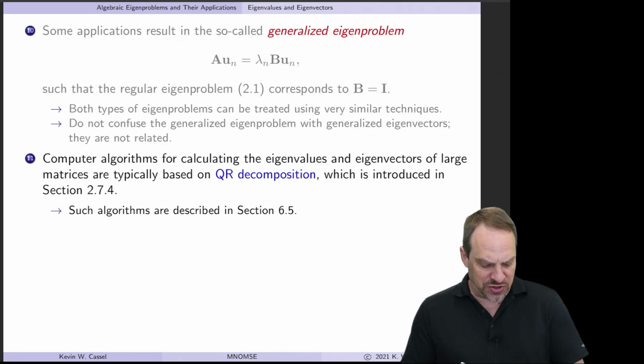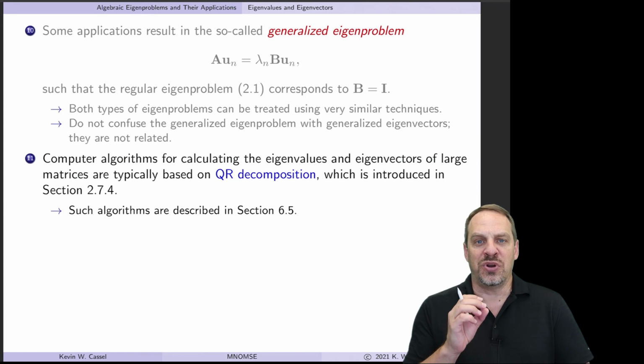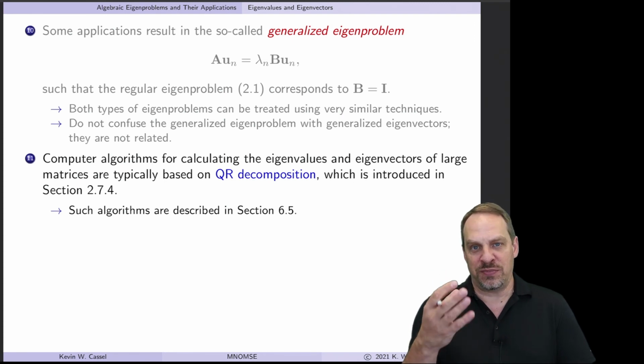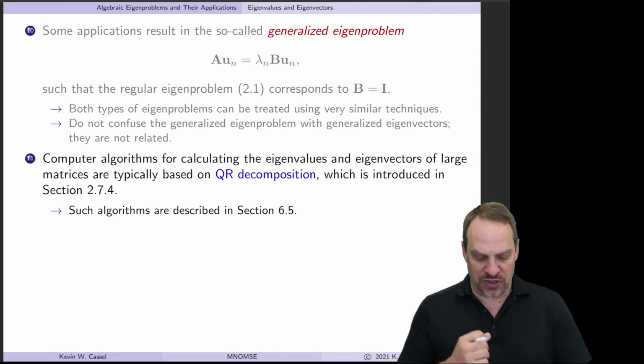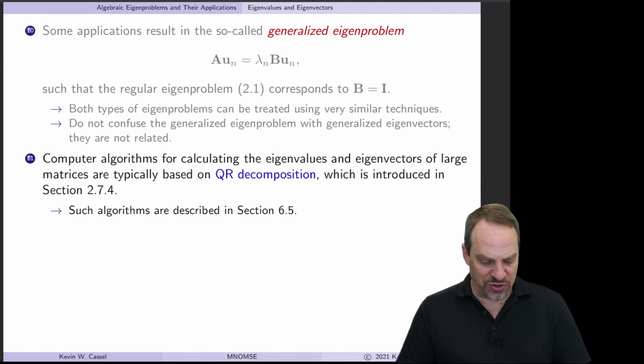Finally, just let me mention, there is what's called a QR decomposition. This is something we'll talk about later on in Chapter 2. There's a number of really powerful decompositions I've mentioned already. The QR decomposition is very powerful in its own right, but it also becomes the basis for numerical algorithms for determining the eigenvalues and eigenvectors of matrices. So, for example, if you ask MATLAB or Mathematica to get the eigenvalues and eigenvectors of a matrix, it's actually using an algorithm based on the QR decomposition. So we'll talk about the QR decomposition later in Chapter 2, and then we'll talk about the algorithm in Chapter 6 when we talk about numerical methods.